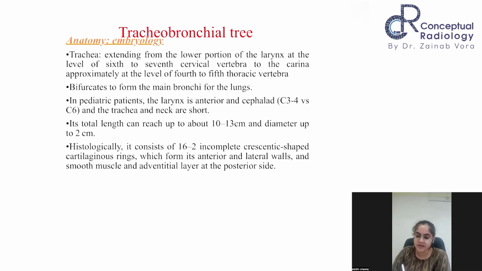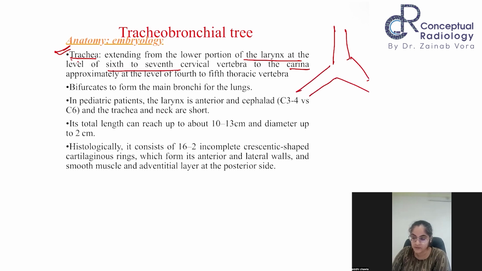Now coming to the anatomy and the embryology of the tracheobronchial tree. The trachea extends from the lower portion of the larynx at the level of the 6th to 7th cervical vertebra, up to the level of the carina, that is at the level of the T3 or T4 vertebra. So this is at the level of C6, C7, and the carina is almost at the level of D4 vertebra. Then it bifurcates to form the main bronchi.